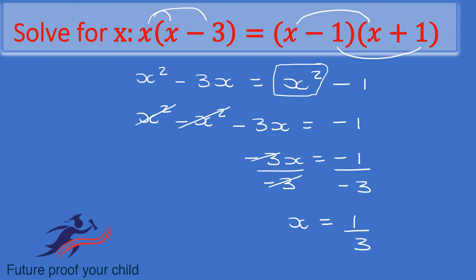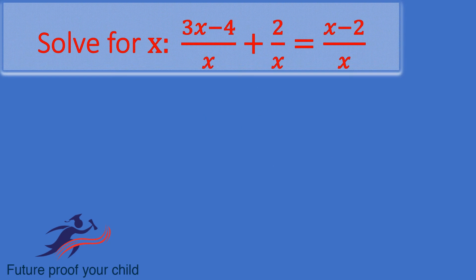Mark allocation: distributing into the bracket 1 mark, distributing into the bracket another mark, and then getting -3x equal to -1, and then ending up with x as a third. So that gives you a total of 4 marks.